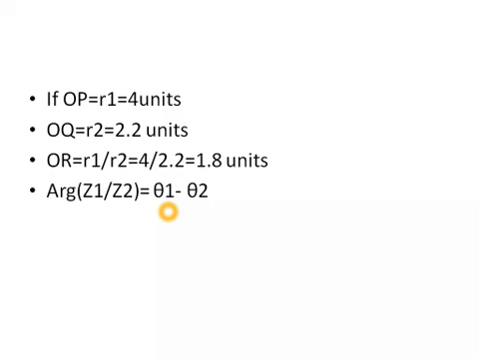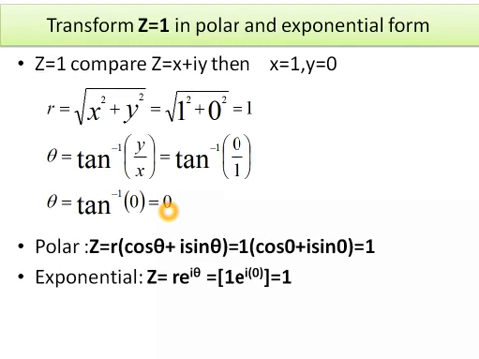These four operations we deal with many times in calculations. Here in front of us we have a simple example, in which they have asked to represent z equal to 1, a new complex number, in polar and exponential form. For the same, we have considered this z equal to 1 and compared it with the rectangular form, that is x plus iy.